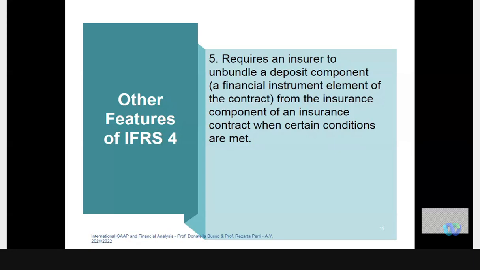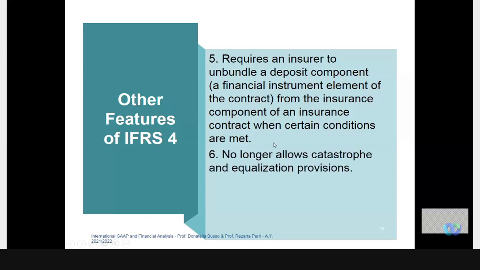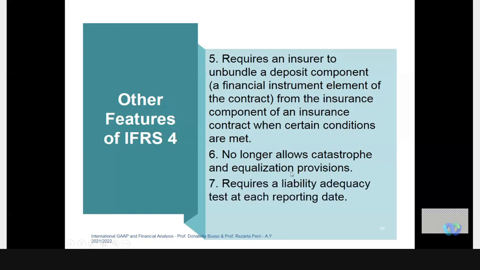But actually, this brings many problems in accounting for two different elements with two different standards. It no longer allows catastrophe and equalization provisions. Again, the provisions are all covered in IAS 37. The provisions require a liability adequacy test at each reporting date.